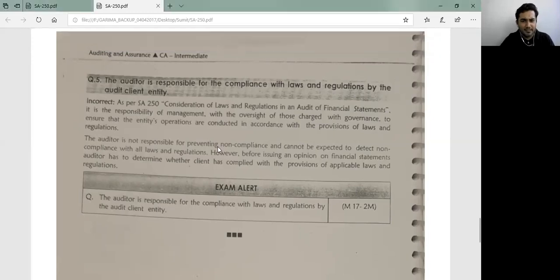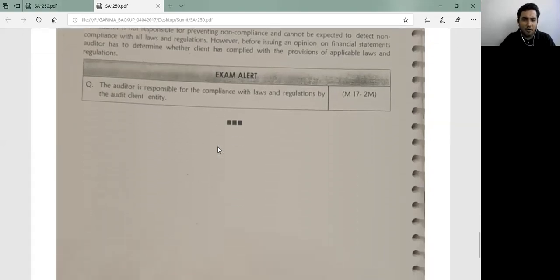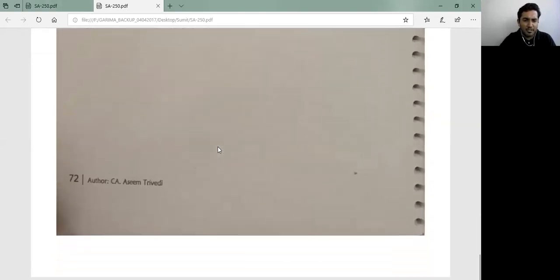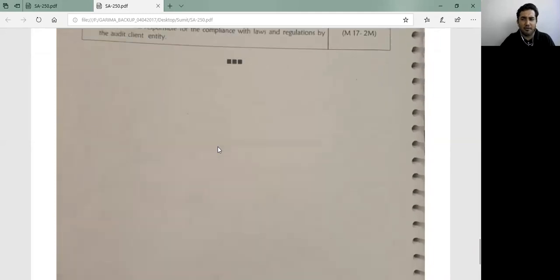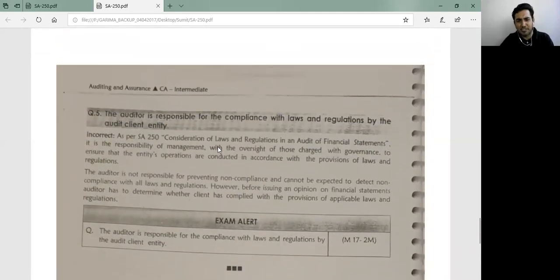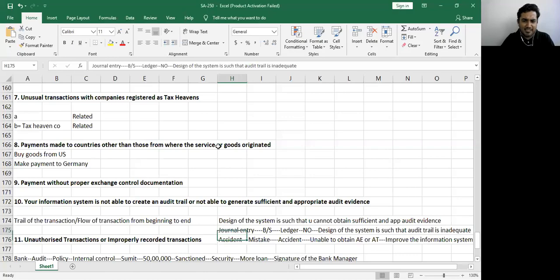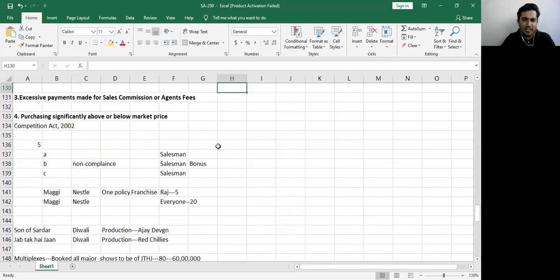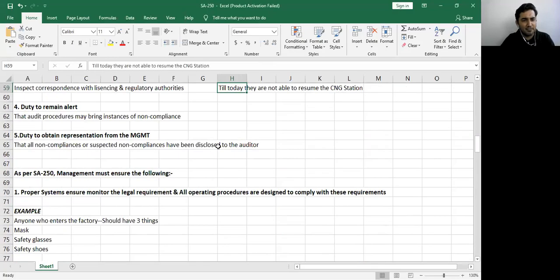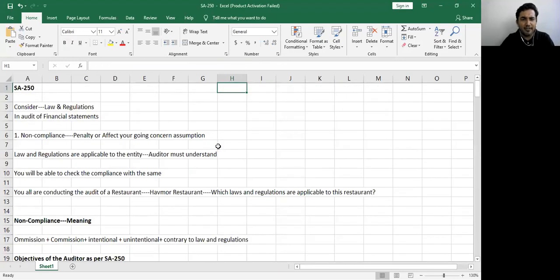Are you understanding? Right. So that brings you to the end of SA-250, the heading of which is consideration of law and regulation in an audit of financial statements. Right now, before we go to the new standard on auditing, I wish we revise this entire standard thoroughly, and then we proceed to the new standard, the material for which I have shared with you already, which is SA-530 audit sampling. Okay, let's quickly revise this standard on auditing, and then we proceed to the new standard.